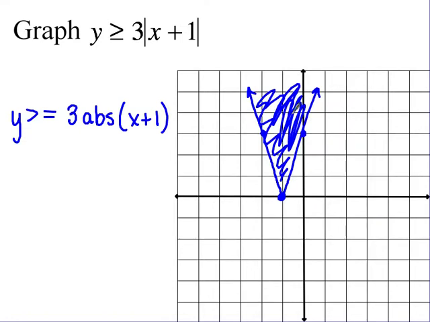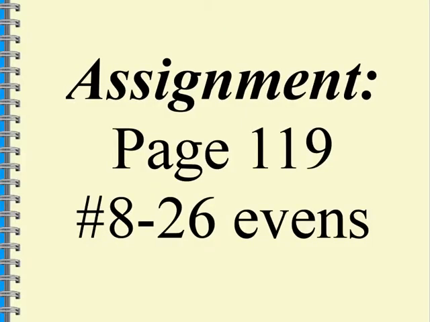Okay, any questions? All right, your assignment then, and you have the rest of the time to work, especially with the GeoGebra, you have 10 problems to do. You have 8 through 26, the evens. 18, 20, yeah, 10 problems, and you need to get those done for tomorrow.